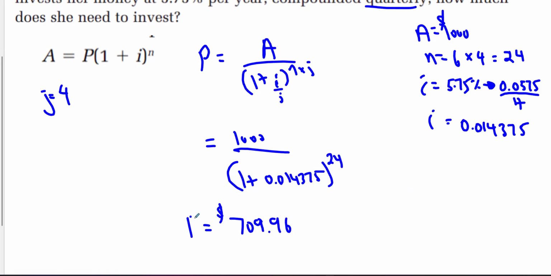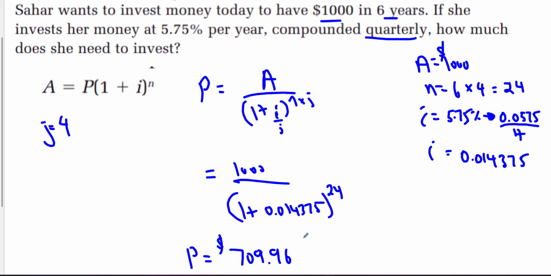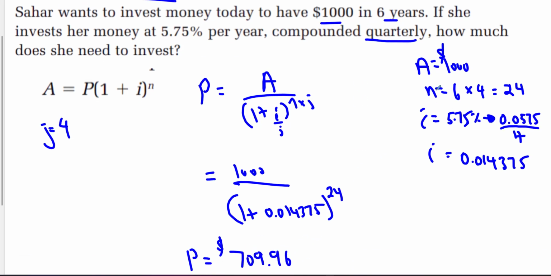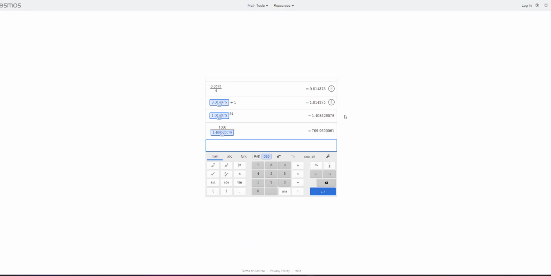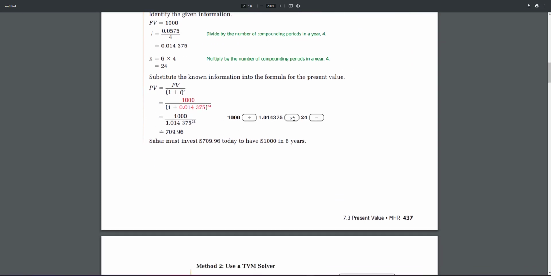Okay, and that's my present value. What that means is she needs to invest this much money now, and in 6 years it'll become $1,000. Let's see if we did it right. $709.96. Yep, we did it right.